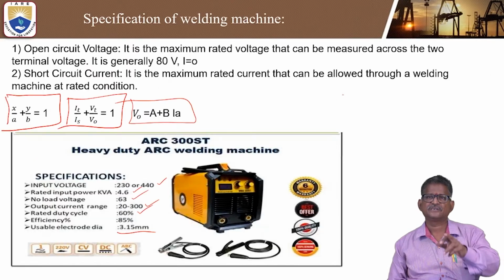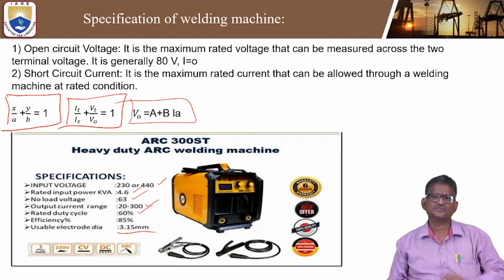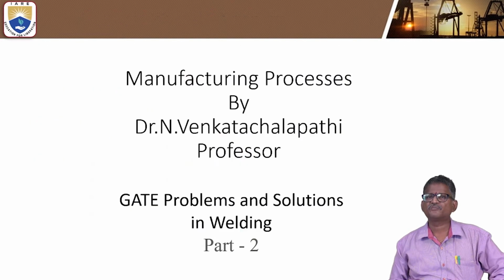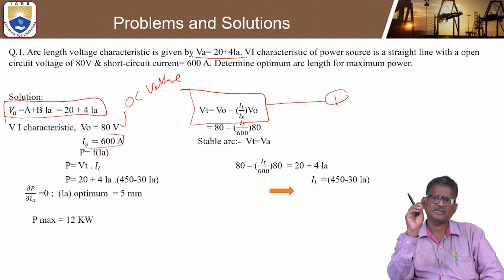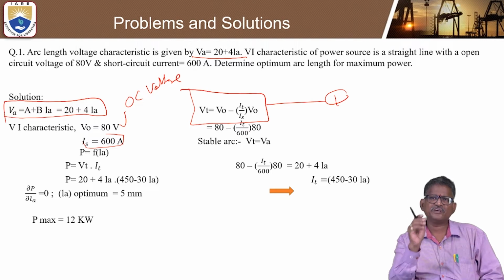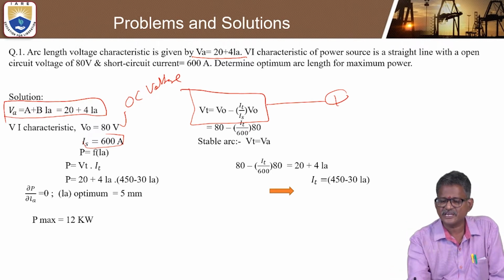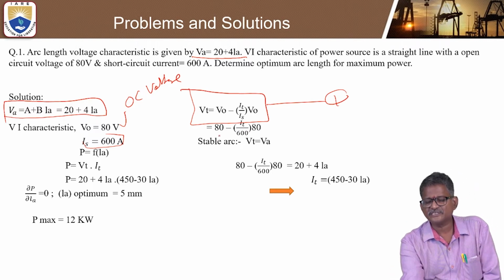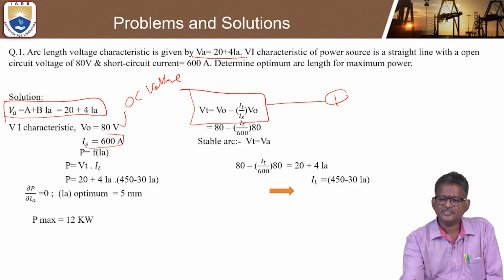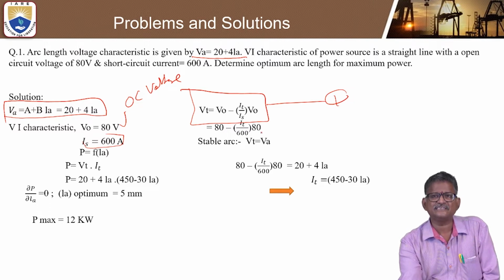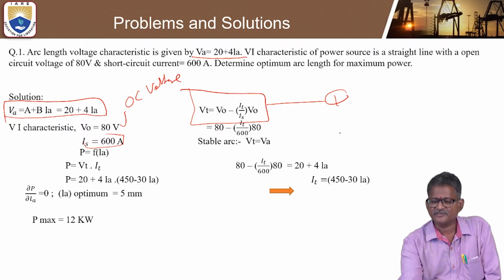Vt is equal to V0 minus It by Is into V0. This formula can be generated from the previous formulas I have shown. So you can formulate Vt equals V0 minus It by Is into V0, where V0, the open circuit voltage, is given as 80. You can substitute V0 as 80 minus It divided by the short circuit current Is, which is 600 amperes, into V0, again 80. So you will get one equation.